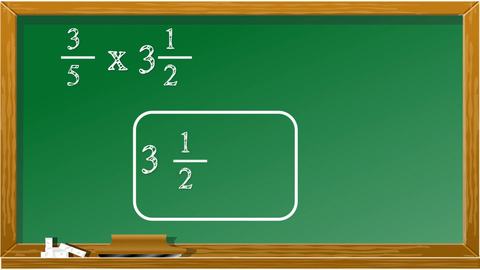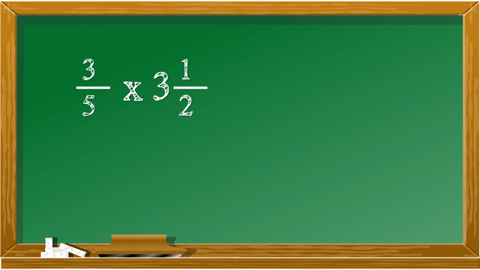Again, to change this from mixed form to improper fraction, we need to multiply the denominator by the whole number. 3 times 2 is 6. And then add the product to the numerator. 6 plus 1 is equal to 7. And copy the denominator. So 3 1/2 is now converted into 7 halves, or 7 over 2. Okay, so we can now multiply 3/4 by 7 over 2.